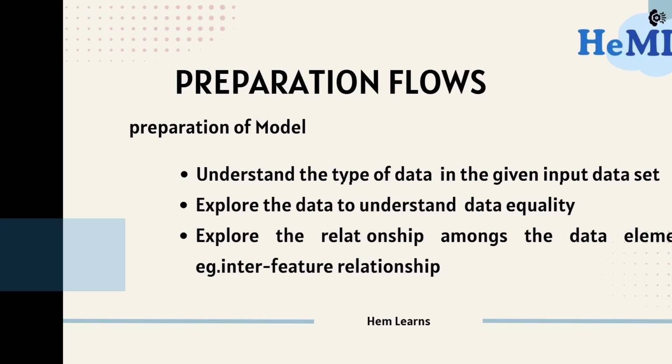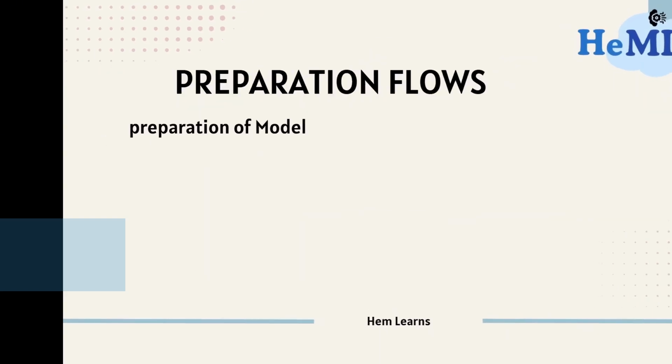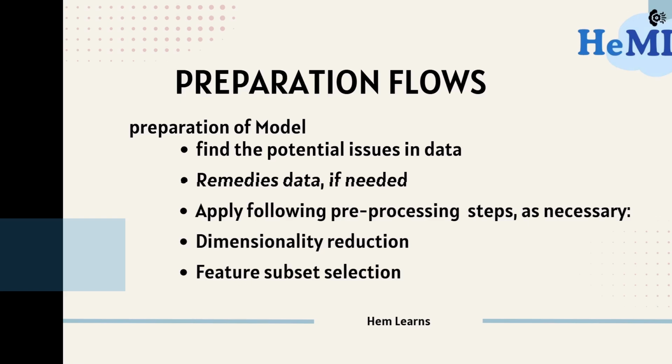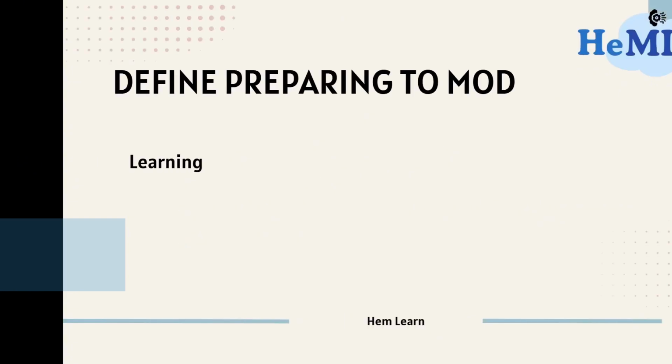Next, we look for issues: missing values, weird values, outliers, invalid entries. If something looks off, we fix it before going forward. Then come the pre-processing steps like dimension reduction and feature selection, where we reduce the number of features to keep only the useful ones. This keeps the model fast, clean, and efficient.